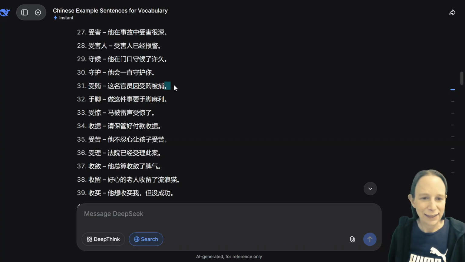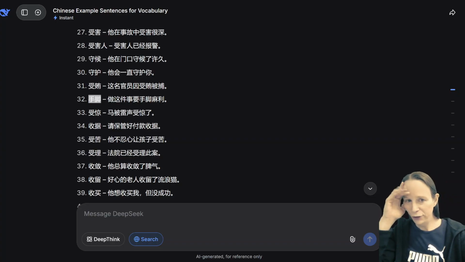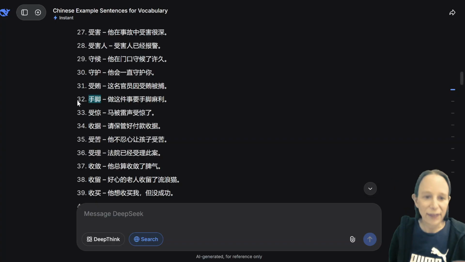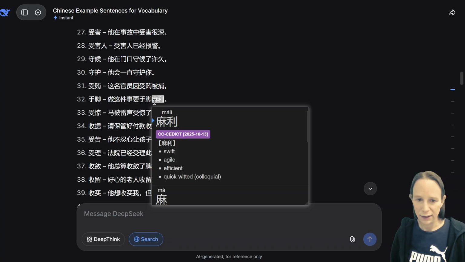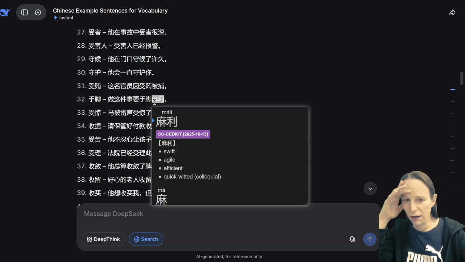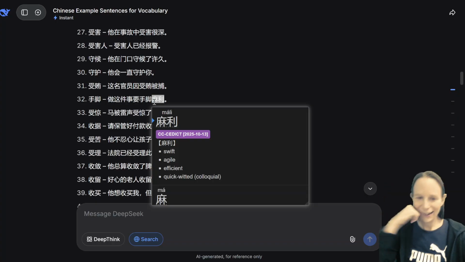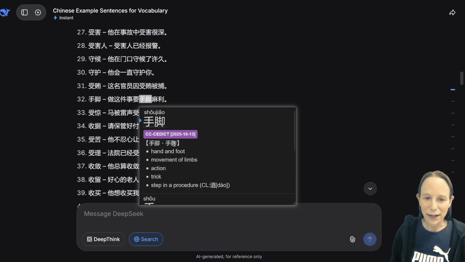Baidu Baike. Okay, 手脚. Literally hand, feet. It probably refers to something like your motion or something. 做这件事要手脚麻利. So 麻利, what is? I don't even know 麻利. Is this like numb? It's the opposite of numb. What? Swift, agile. Okay, 手脚. So literally hand, foot, but yeah.